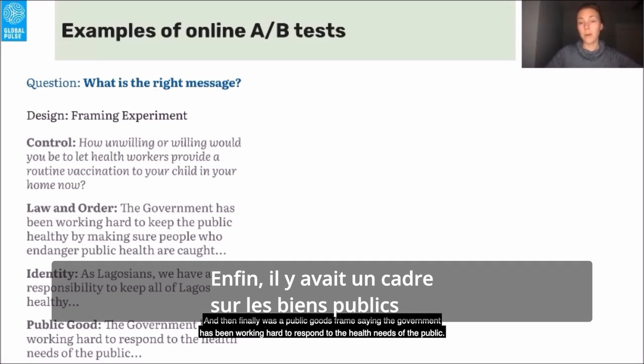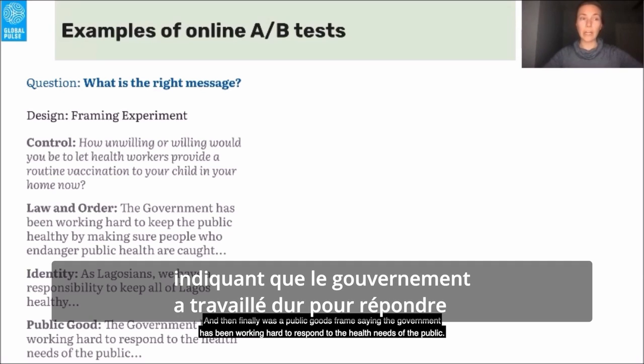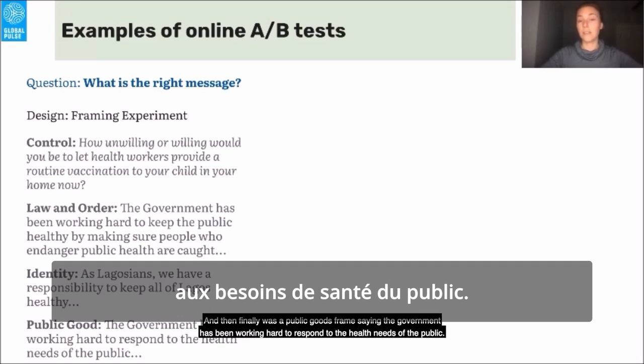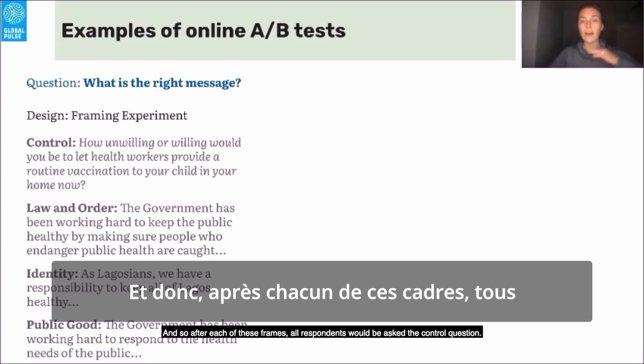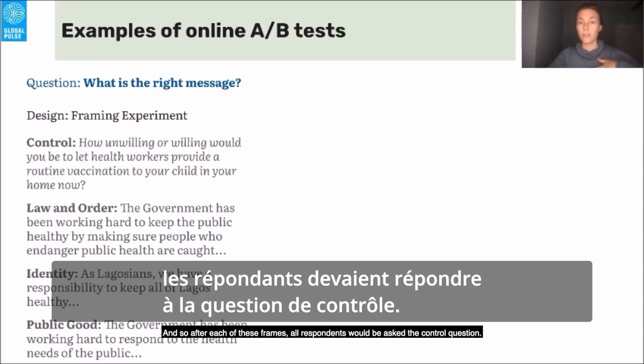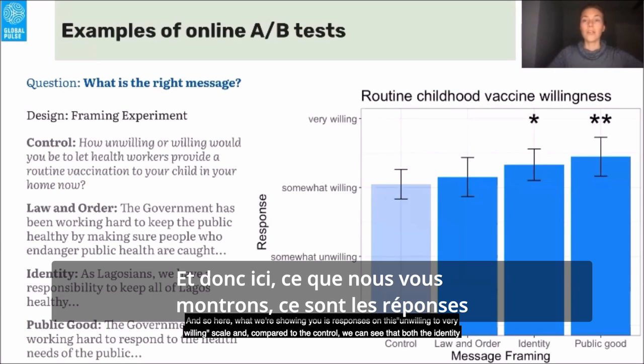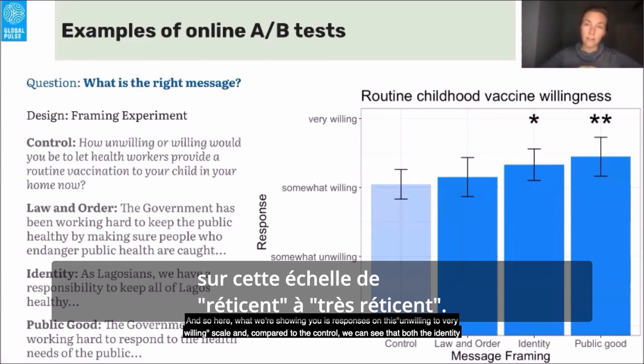And then finally was a public goods frame, saying the government has been working hard to respond to the health needs of the public. And so after each of these frames, all respondents would be asked the control question. And so here what we're showing you is responses on this unwillingness to very willing scale.